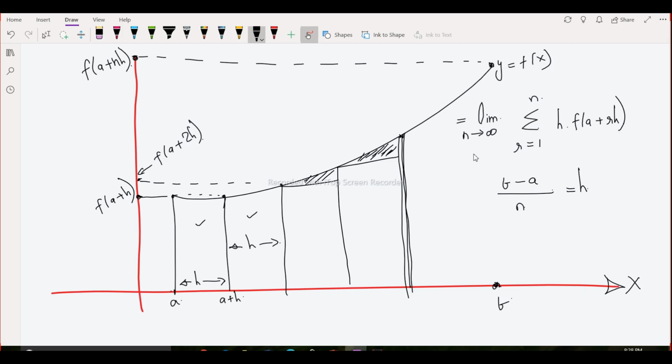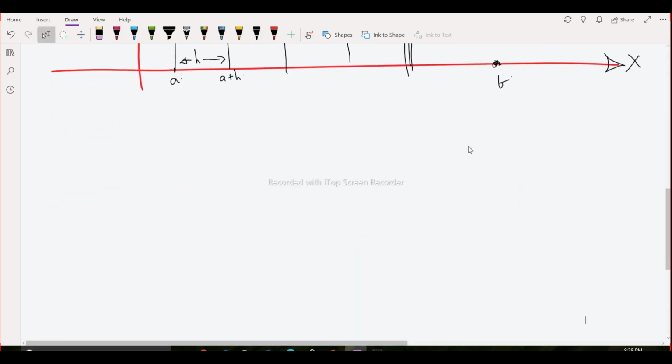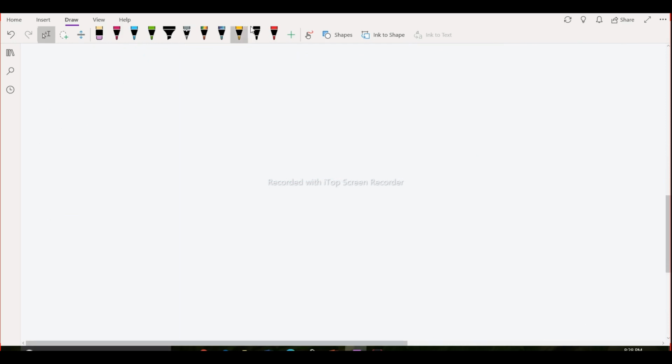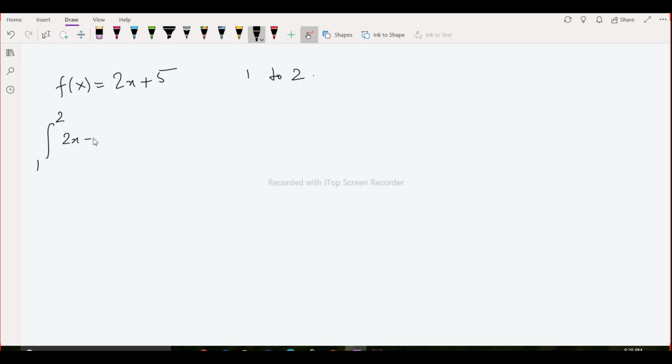So if you remember this formula, let's take a simple example. Let's say I need to find the area under the curve. Let's say the function is f(x) equal to 2x plus 5, and the limits you have been given are 1 to 2. So actually what they are asking you to find is the integration from 1 to 2 of 2x plus 5 dx.